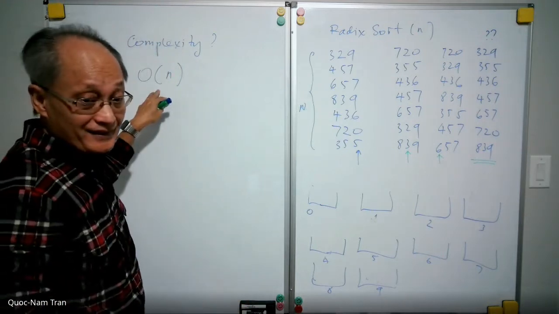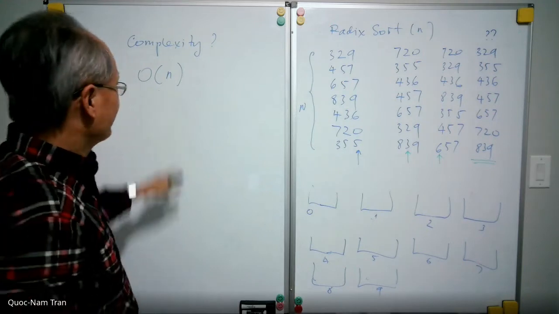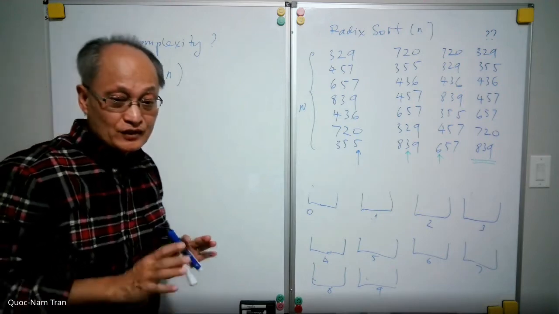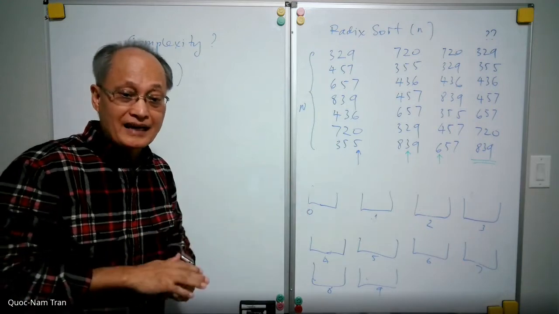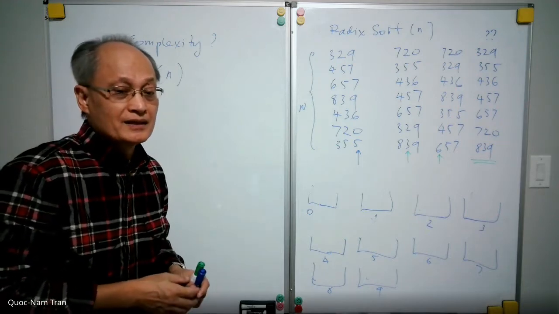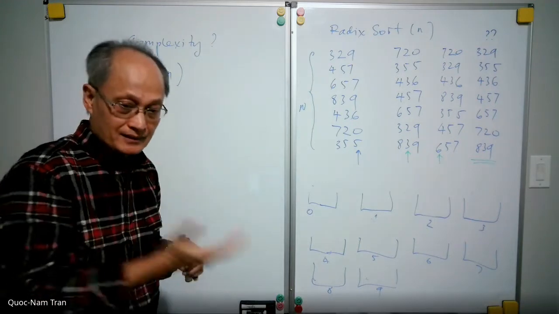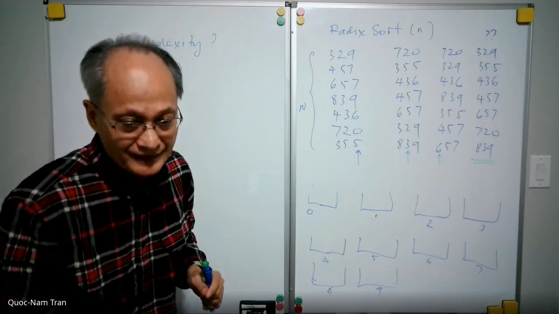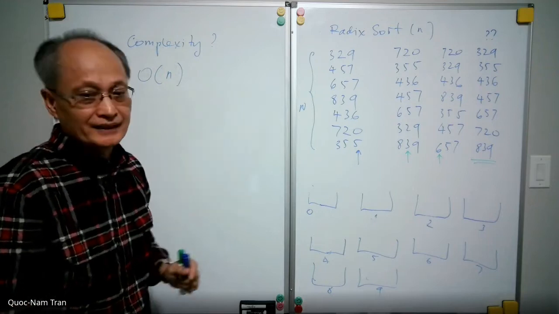Okay, is it correct? It looks like it's controversial, right? Previously, we showed that any sorting algorithm cannot have a worst case better than n log n. N log n would be the smallest complexity. So here it looks like we have big O(n) for this sorting.